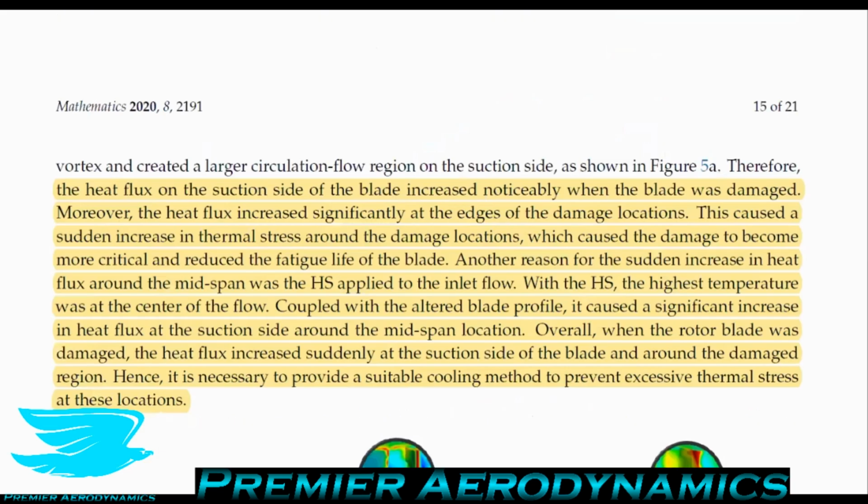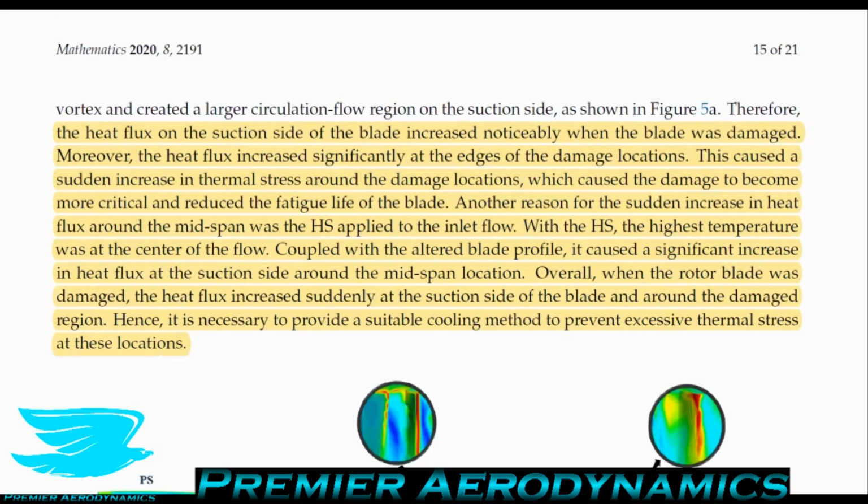So let's look at the heat transfer characteristics. The heat flux on the surface side of the blade increased noticeably when the blade was damaged for the rotor. Moreover, the heat flux increased significantly at the edges of the damaged locations. This caused a sudden increase in thermal stress around the damaged locations, which caused the damage to become more critical and reduce the fatigue life of the blade, the rotor blade.